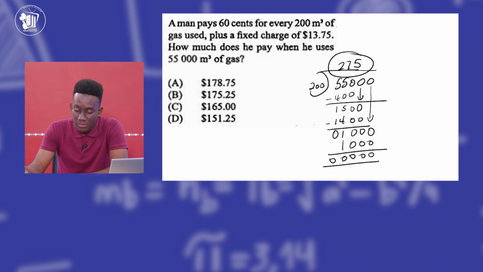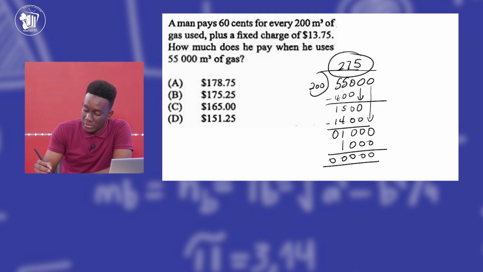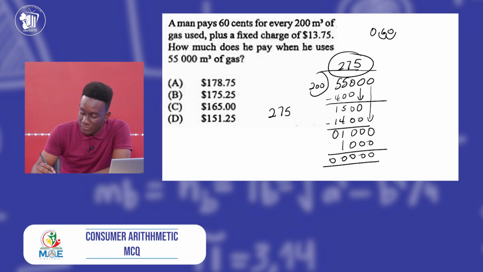So what we need to do now, he pays 60 cents for every one of these. So we need to multiply this by 60 cents. So this would be 275 multiplied by 60 cents. 60 cents would be the same as 0.60. So what we can do is move this decimal point to the end there, 1, 2, and we'll have 275 multiplied by 60.